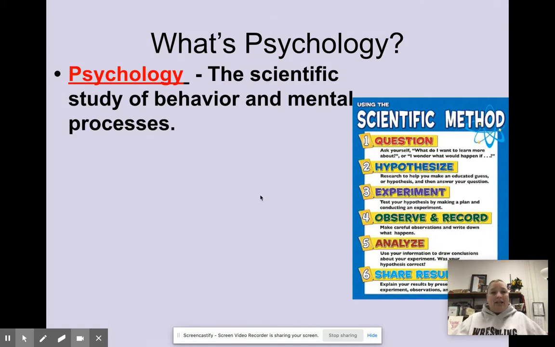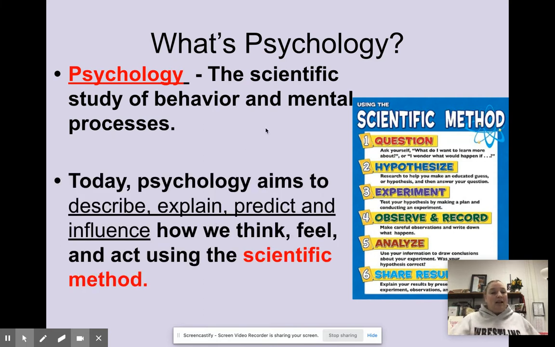So, what is psychology? It is the scientific study of behavioral and mental processes. So, we're studying behaviors and we're studying mental processes of the brain as well. Why do we do what we do? And different psychologists believe different things caused our behaviors. Of course, today's psychologists aim to describe, explain, predict, and influence how we think, feel, and act by using the scientific method. This should be nothing new for you. You've used the scientific method for years in biology, but we also do this in psychology as well.